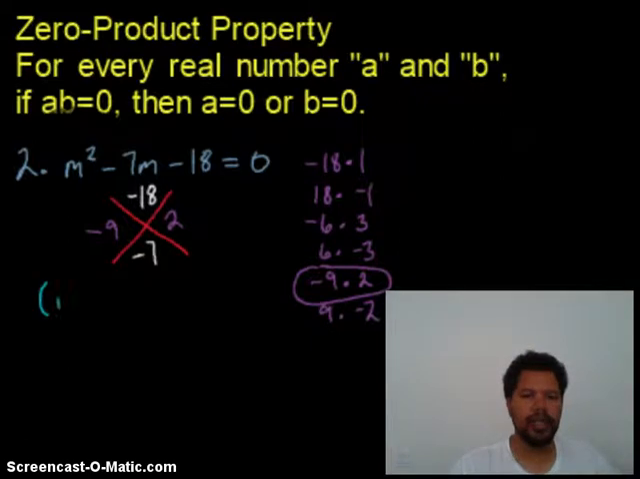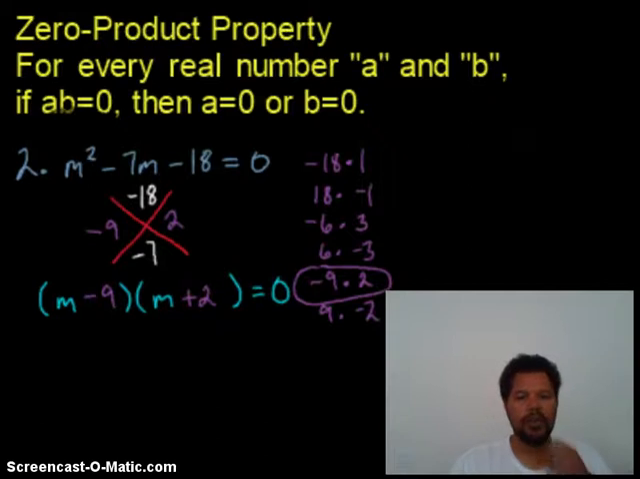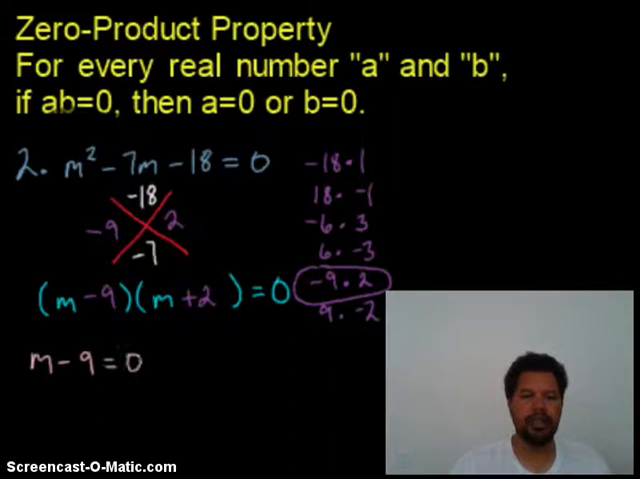So we separate it into m times m. Right here, we're going to put in our values. I'll keep it color coordinated. So minus 9 goes there, and plus 2 goes there. And remember, this is an equation, it equals 0. So now we have two binomials, or a product right here that equals 0. We can apply the zero product property. So let's go ahead and separate these two as m minus 9 equals 0 and m plus 2 equals 0.